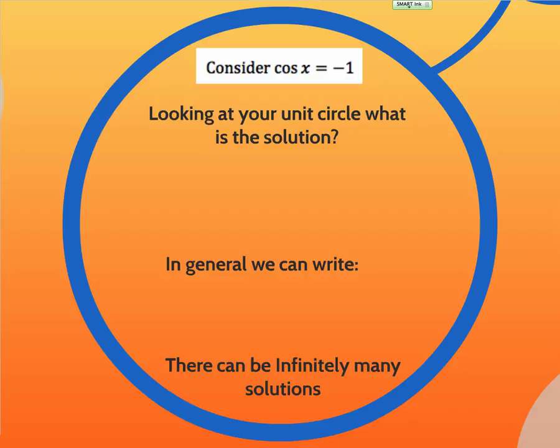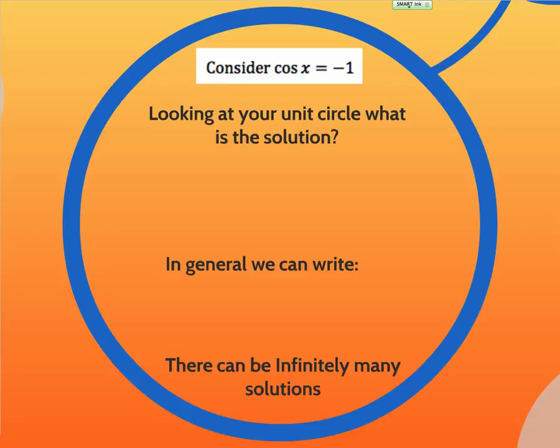So if we think about cosine of x equals -1, notice there's no domain. It just says cosine of x equals -1. We can look at our unit circle to find the answer. So look at your unit circle. What's the solution for cosine of x equals -1? Remember that all of your ordered pairs are cosine and sine, like x and y, cosine and sine. I know it also doesn't say, but I want you to give your answer in radians.